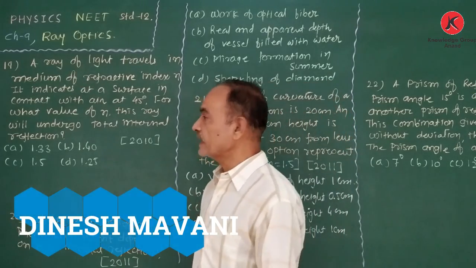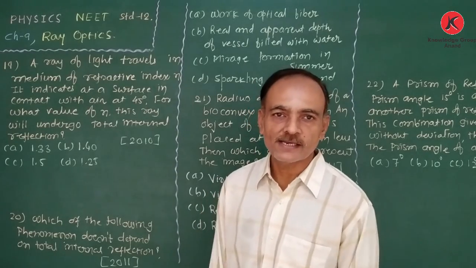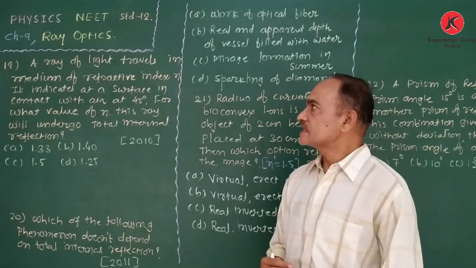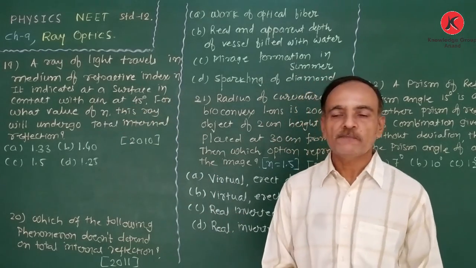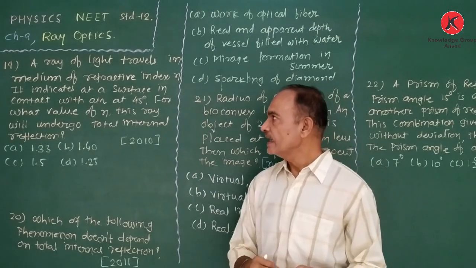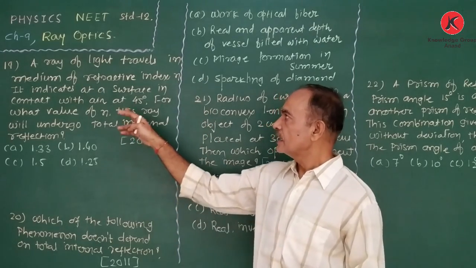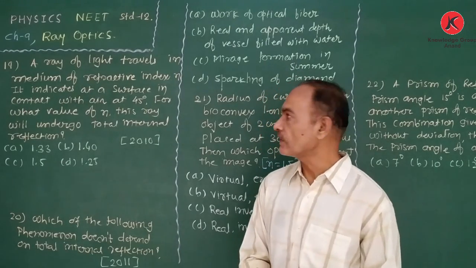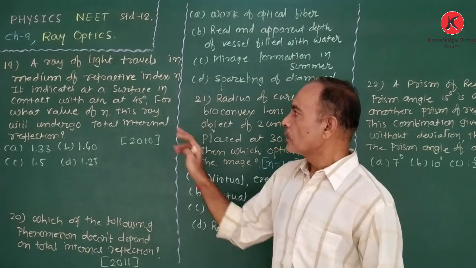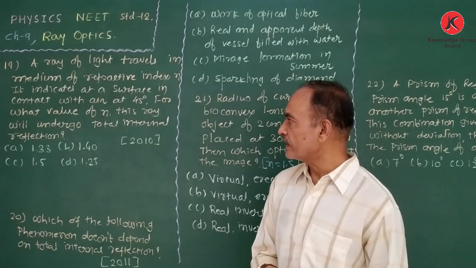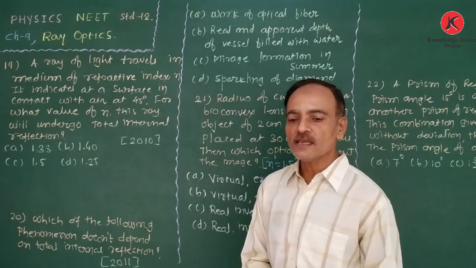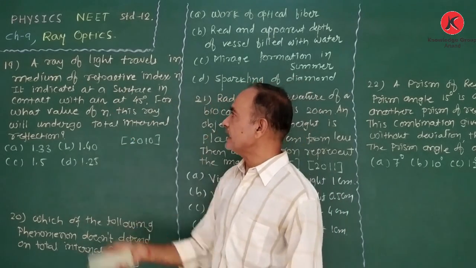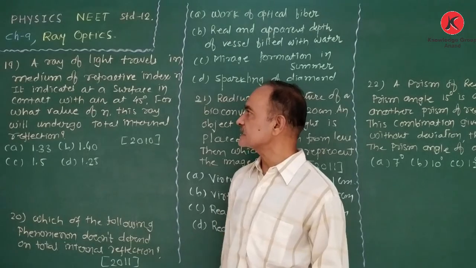Good morning friends, today we are going to discuss more numericals asked in the NEET exam. Now, one more: a ray of light travels in a medium of refractive index n and it is incident on a surface in contact with air at 45 degrees. For what value of n will this ray undergo total internal reflection? Here, what is given? A ray of light travels in a medium having refractive index n.